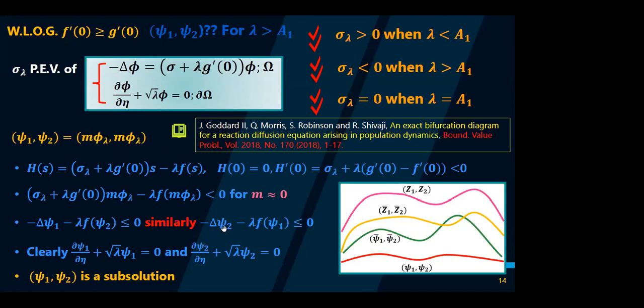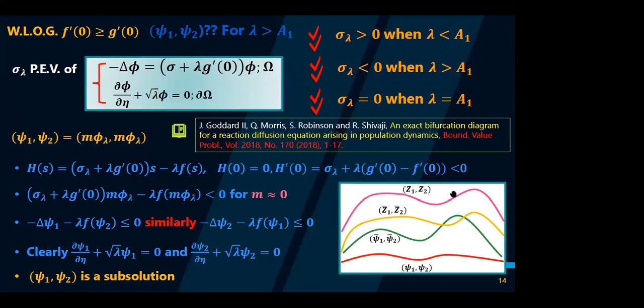Similarly, we can show that this difference is also less than or equal to 0. And if you look at the boundary expression, this one, this is clearly 0 because this phi lambda satisfies this boundary condition. Similarly, we have the other boundary term to be 0. That means psi1, psi2 is a sub-solution. So we have a sub-solution.